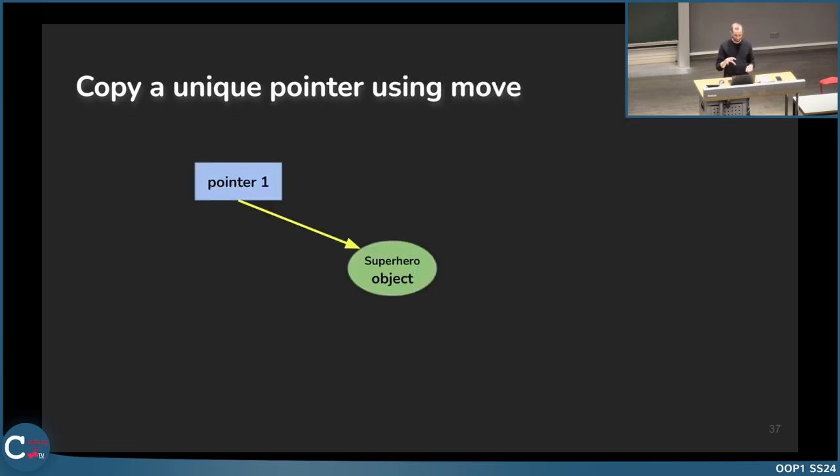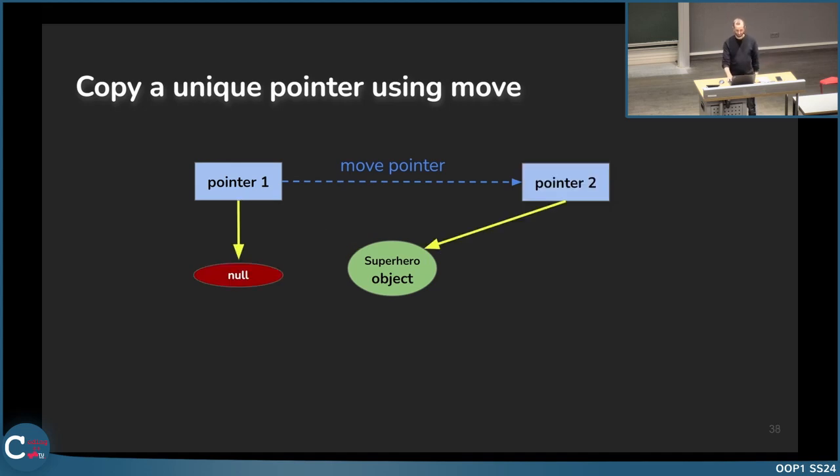So basically when we use move, we have a pointer pointing to an object. Then we call move, we create a second pointer, and as soon as the second pointer points to the object, the first pointer points to null then. This ensures again that there is only one pointer, so one unique pointer points to the object.